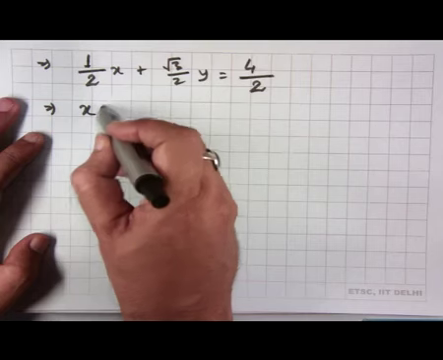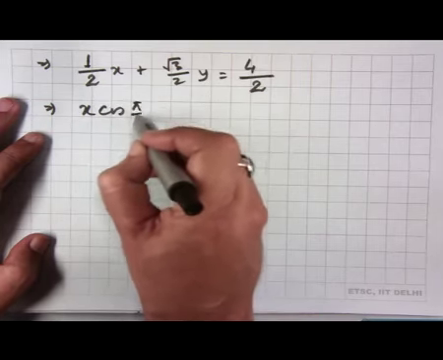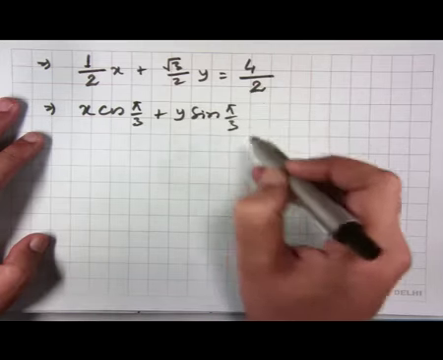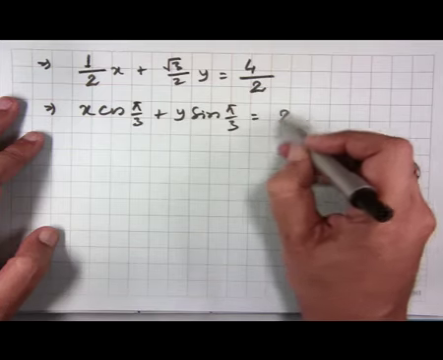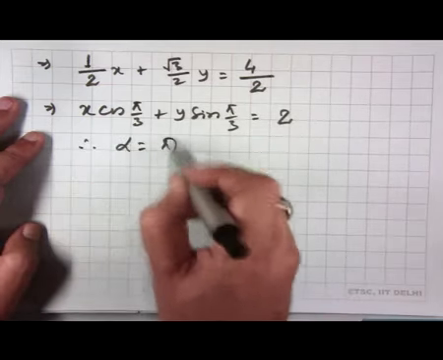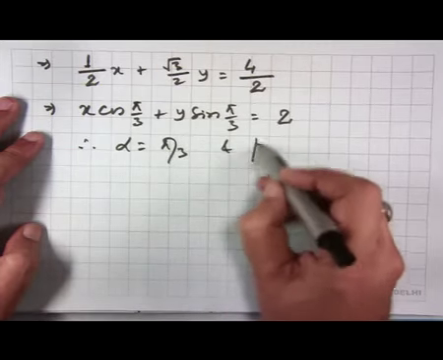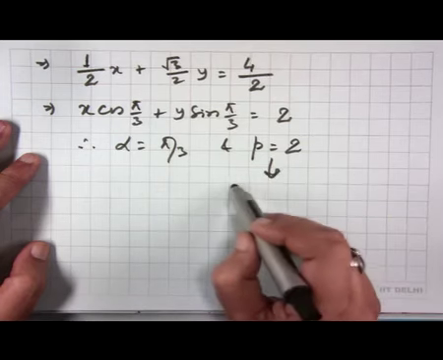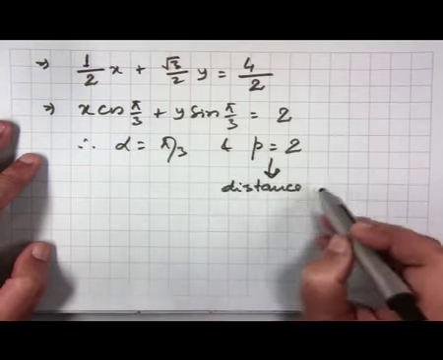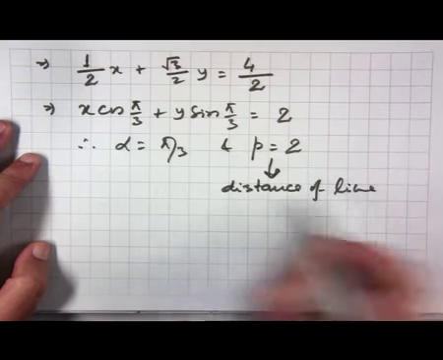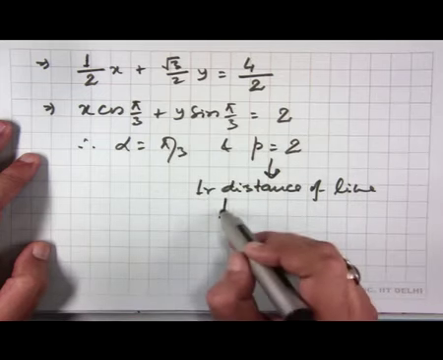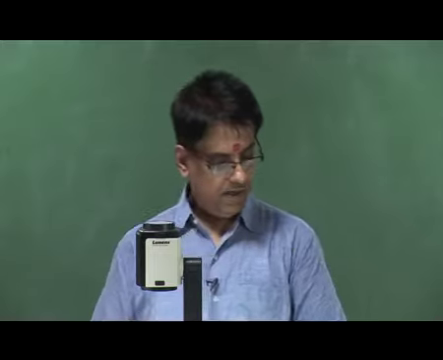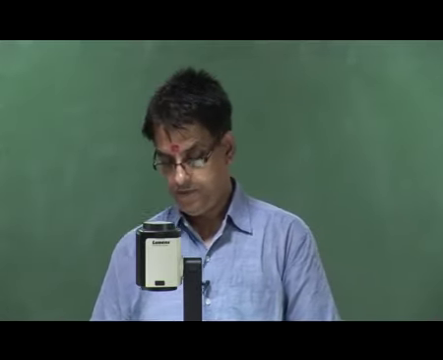So this is x cos pi by 3 plus y sin pi by 3 is equal to 2. So alpha is equal to pi by 3 and p is equal to 2. So this is the perpendicular distance of the line from the origin. In this way we can reduce any equation to normal form.